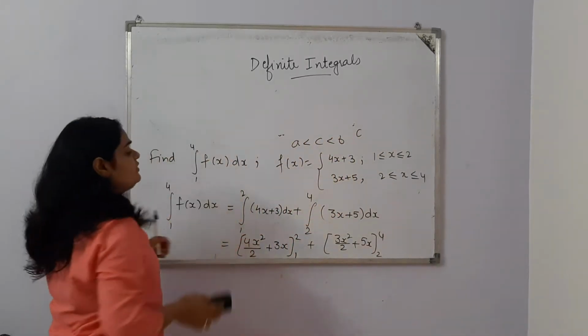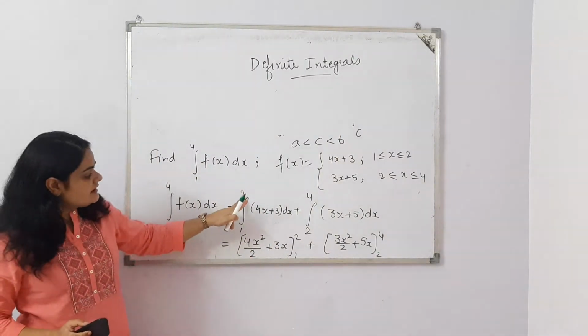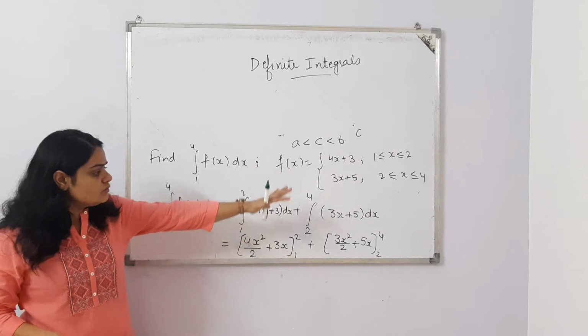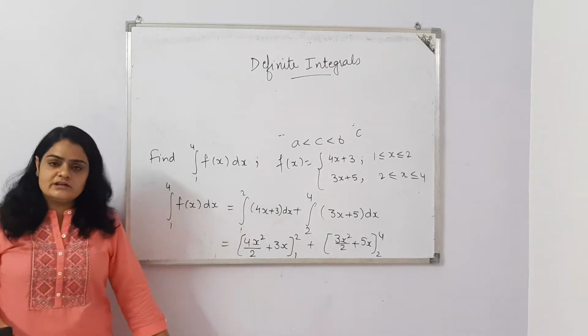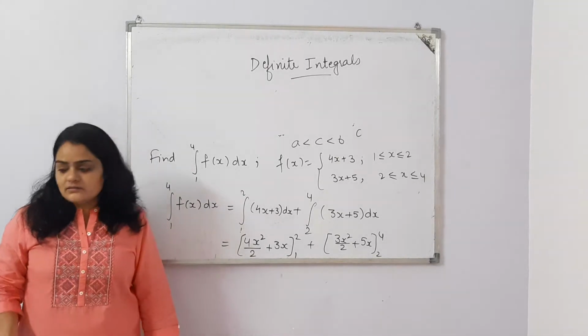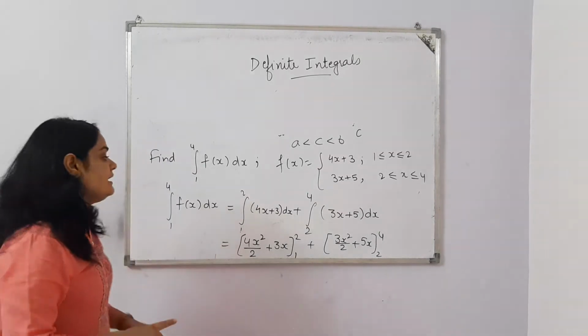Here I told you that c is always lying between a and b. Here what is c? Here c is 2, because I split the limit 1 to 4 into 1 to 2 and 2 to 4. So here c is 2, which is lying between 1 and 4. It is totally clear: c is always lying between a and b. If the given limits are a to b, then c should be in between a and b.